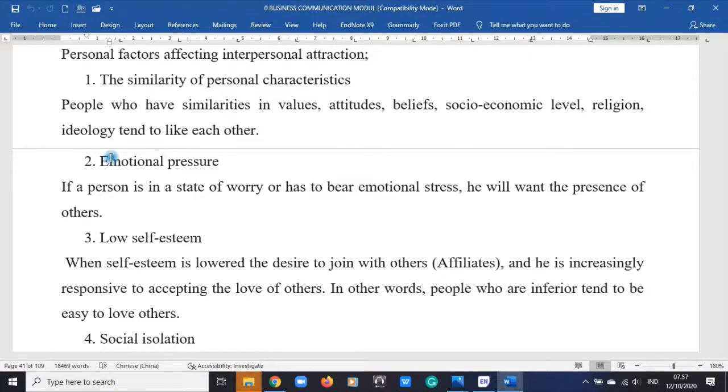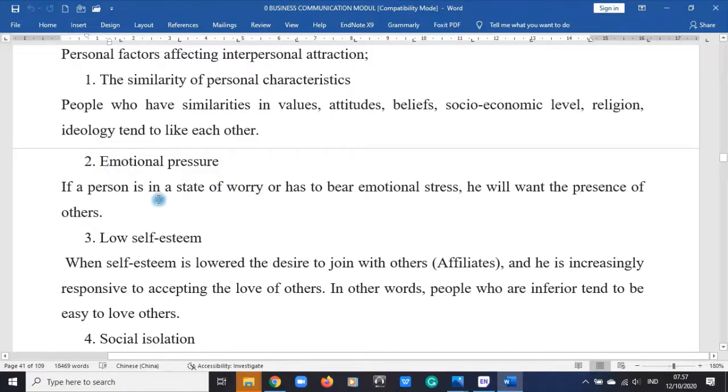When you have the same traits as other people, usually you tend to like that person. You like that person who is similar to you. That's the main point of this one. And second is emotional pressure.